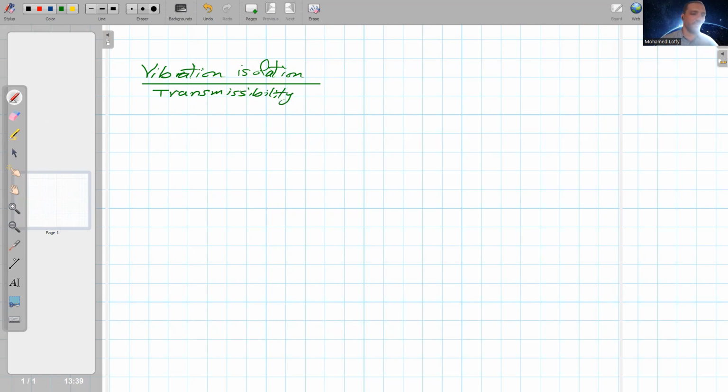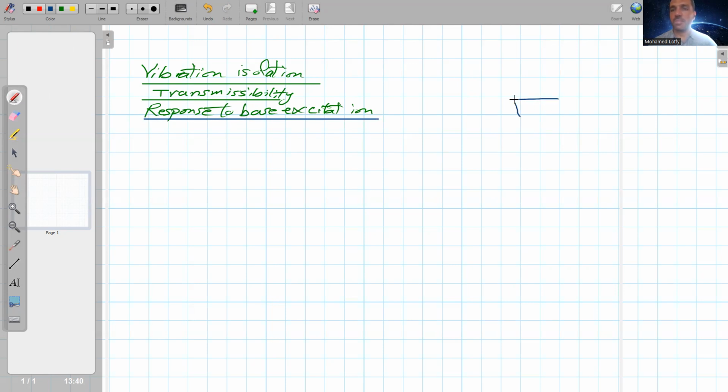Also, you can find it under the title response to harmonic, or response to base excitation. Base excitation is very useful when you are designing a suspension system. So we can model the problem as follows.